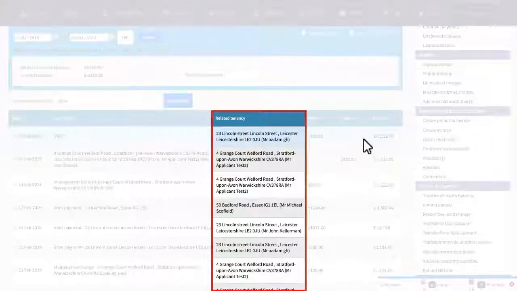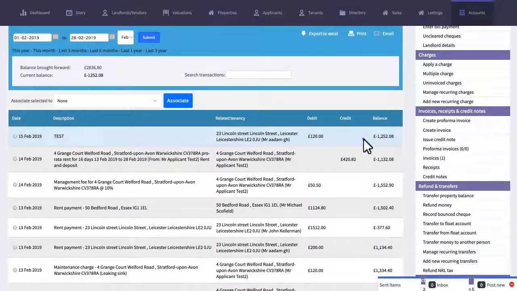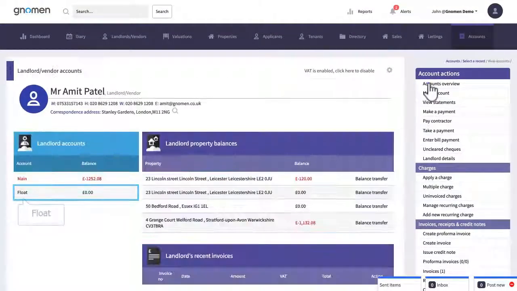Now, most transactions are related to a tenancy, and this is how the system knows which transaction relates to which landlord statement. The float account is to put a sum of money aside to cover any repairs before the renters come in.